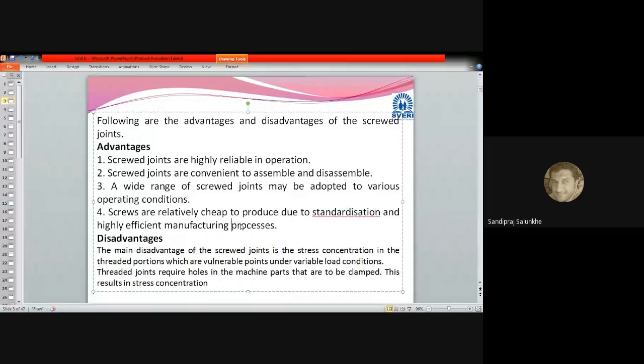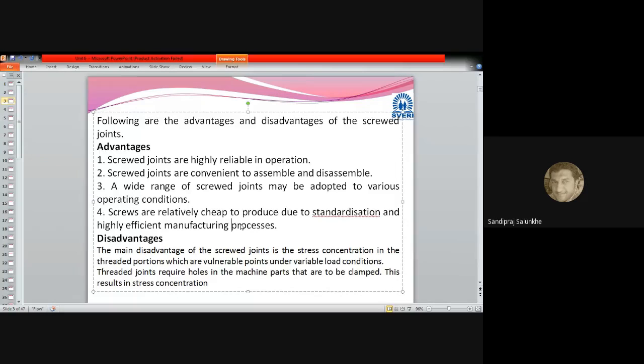The first advantage: screw joints are highly reliable in operation. What it means is that where you connect two different parts of machinery, and they undergo stress when the machinery is working, forces will be applied, and those forces will create stress in the different bodies of that machinery. Threaded joints, or screw joints, bolted joints, are more reliable. They will not readily fail. That is the advantage of these threaded joints.